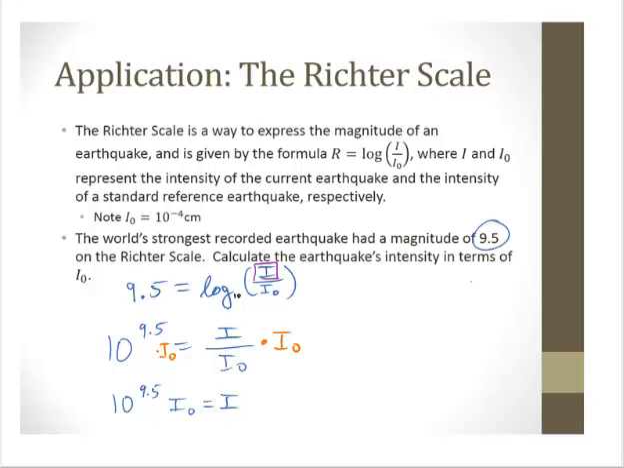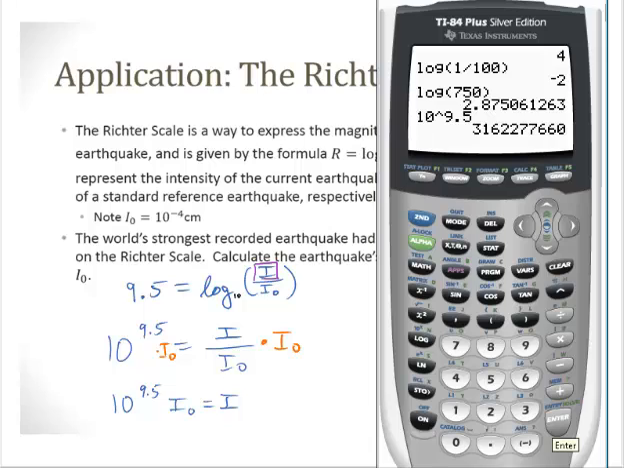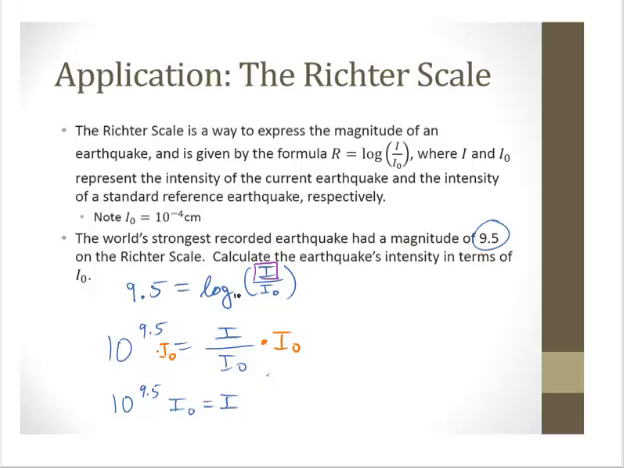So now calculate the earthquake's intensity in terms of I sub 0. What is 10 to the 9.5? What does that mean? 10 raised to the 9.5 power. Wow, that's a big number. What is that? Hundreds, thousands, millions. So that's 3.16 billion.